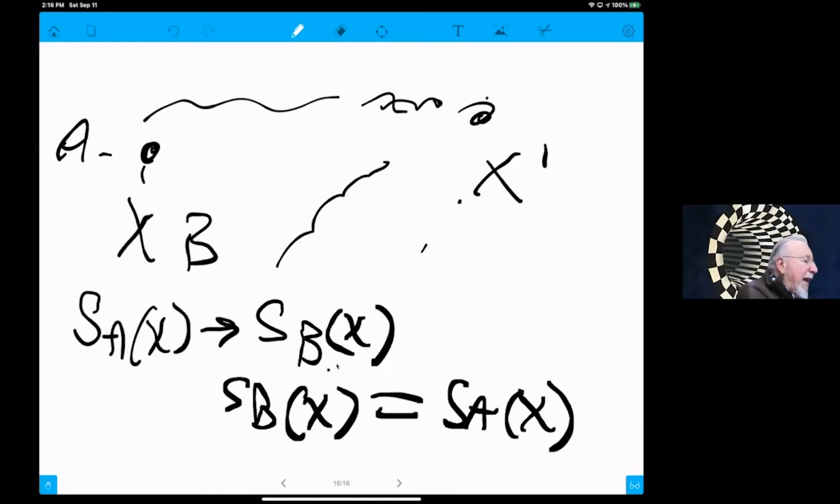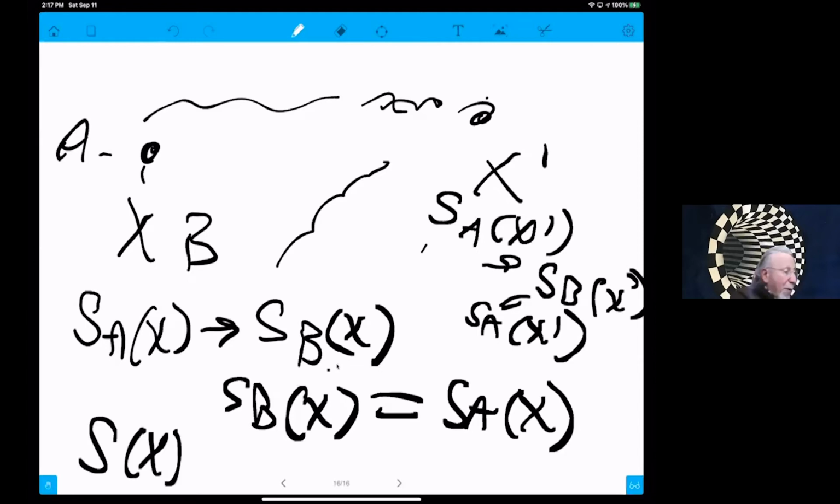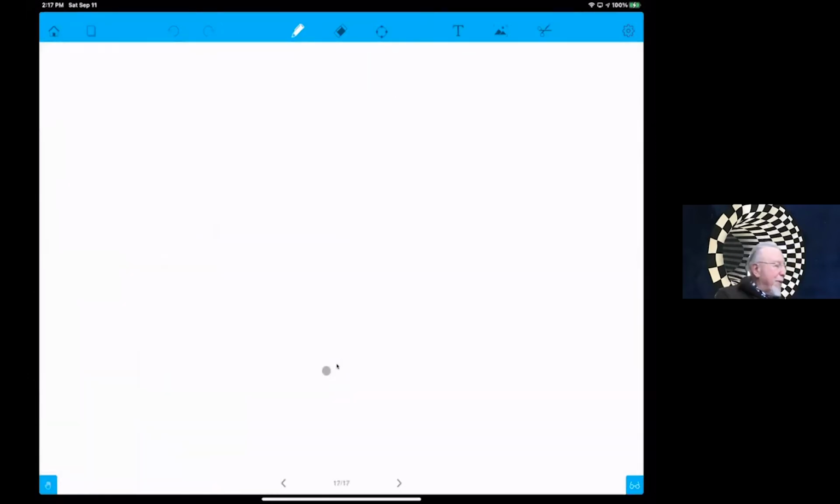Here you're going to have S of A at X prime goes to S of B at X prime, but that's equal to S of A at X prime. But S of X for any observer is not the same as S of X prime.